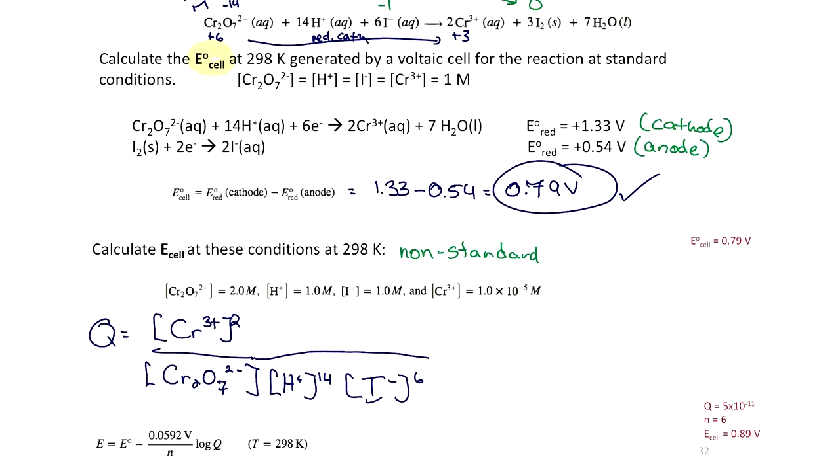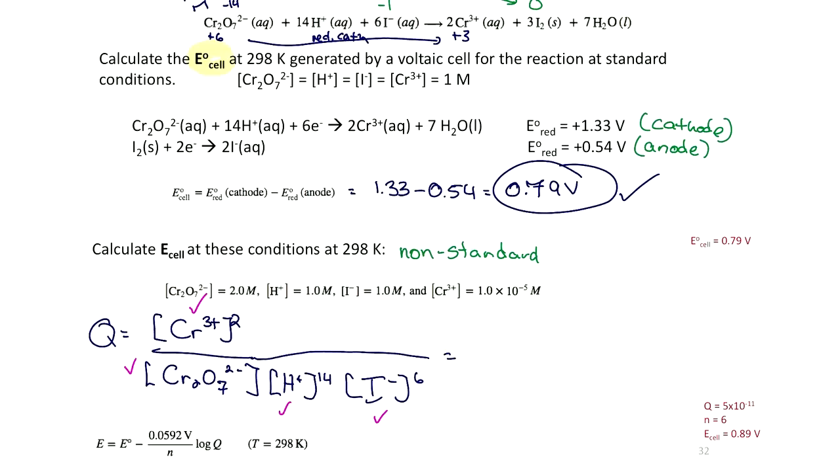All right. But no problem. We know all these values. You were given all these values. We know that, we know that, we know that, and we know that. So just plug them all in and calculate what's Q at these conditions. Because at standard conditions, Q is just 1, and we can go ahead and just do cathode minus anode, but here Q is something else. So let's plug in those numbers.